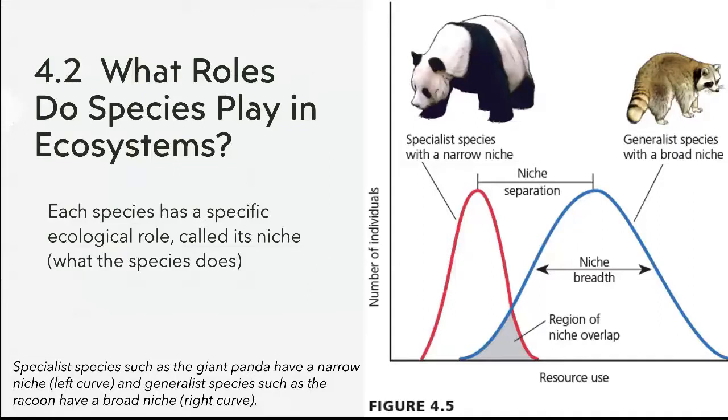What roles do species play in ecosystems? Well, each species has a specific ecological role called its niche or its job. It's what the species does. Specialist species, such as the giant panda that you see in Figure 4.5, have a narrow niche. So take a look at the left curve. While generalist species, such as the raccoon, have a very broad niche. Take a look at the right curve.